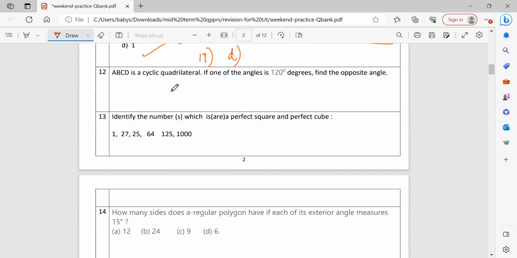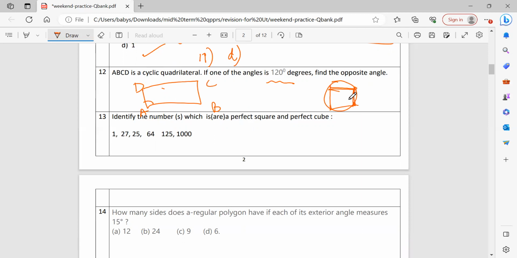Next, ABCD is a cyclic quadrilateral. If one of the angles is 120 degrees, find the opposite angle. Remember, let us say ABCD is any four-sided figure. If it is a cyclic quadrilateral, I told you that all the four vertices lie on the boundary of a circle. It will be something like this. All the four vertices should lie on it.